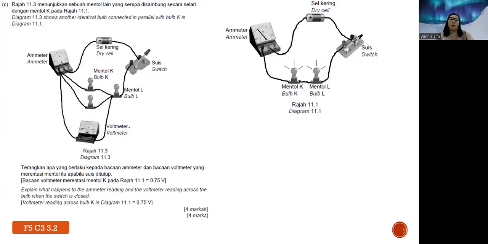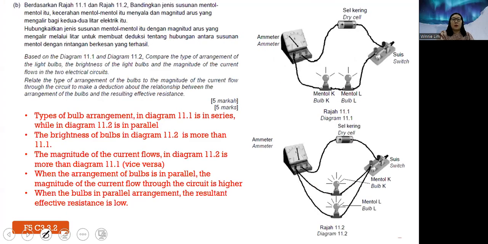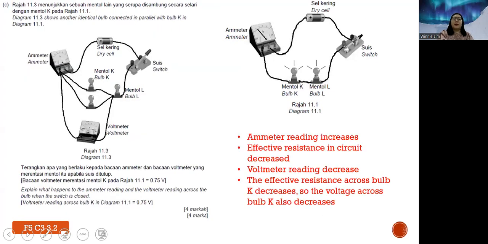So this is how you give the points. You say the ammeter reading increases. Why? Because the effective resistance in the circuit decreases. Then next, the voltmeter reading decreases because the effective resistance across bulb K decreases. So the voltage across bulb K also decreases because you are connecting across in parallel way. Yeah, so this is how you get the idea.